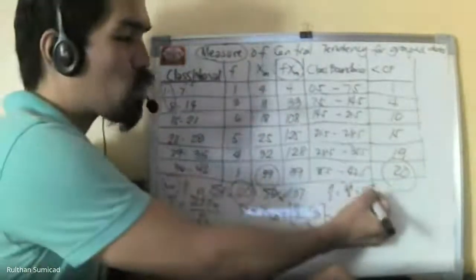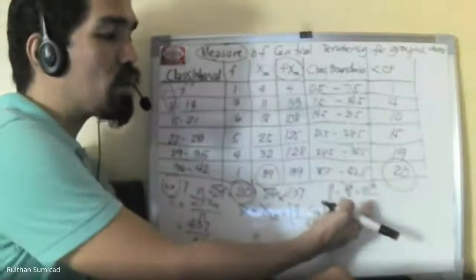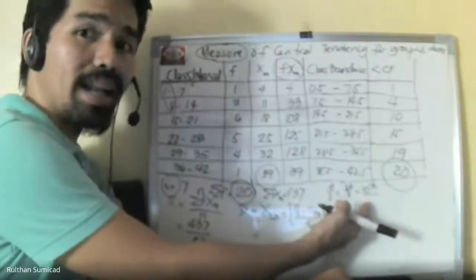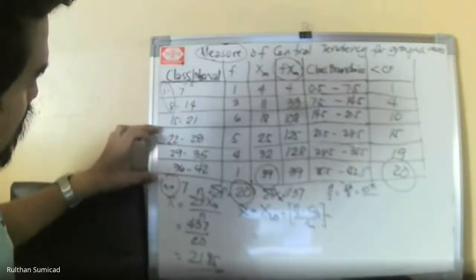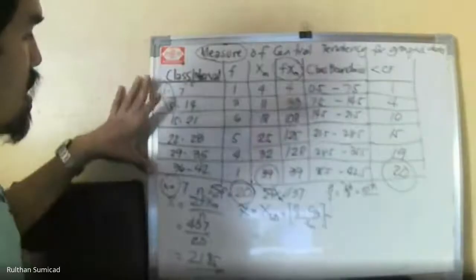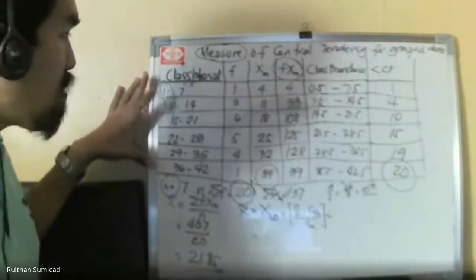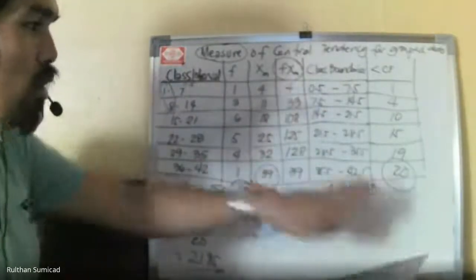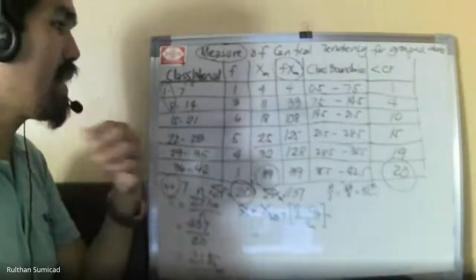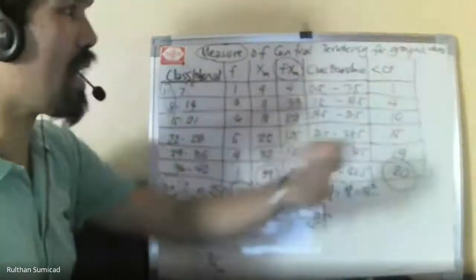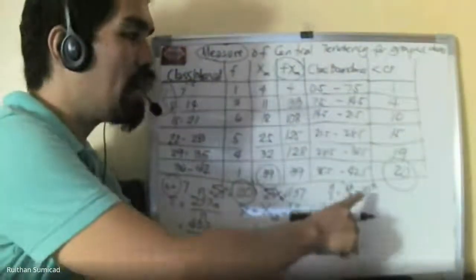Now, what's the relation of this? Where do we use this one to locate our median class? Take note, median class is any of these six intervals. So among these six intervals, which of these is our median class? Now, using this information, we will locate our median class. We will use the less than CF, the last column. So the last column here, we will locate.